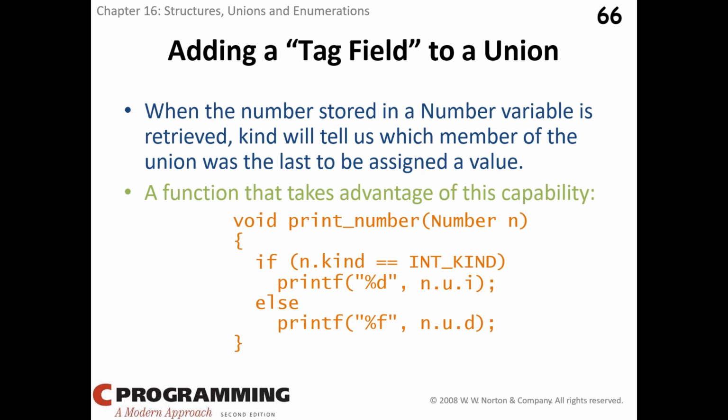If kind indicates that the most recent value assigned was an integer, the function prints the integer value stored in n.u.i. Conversely, if kind indicates a double, the function prints the double value stored in n.u.d. By leveraging this tag field kind, this function adapts its behavior based on the type of data stored within the number variable, ensuring accurate and appropriate output regardless of the data type stored within the union.